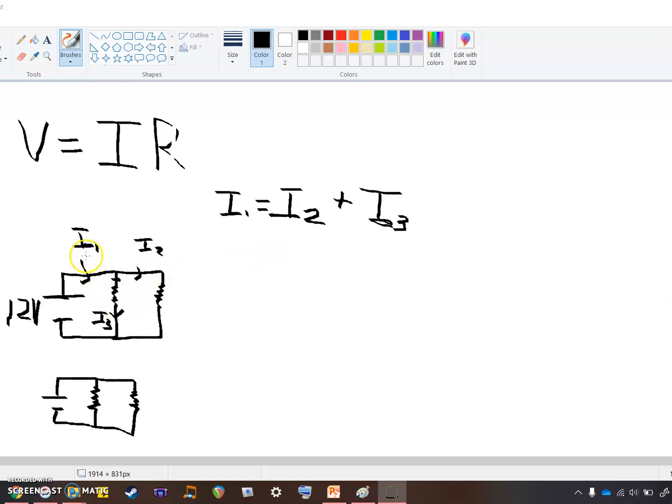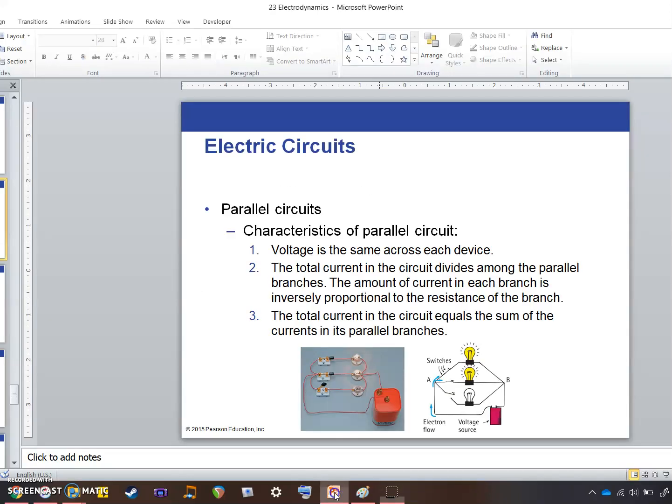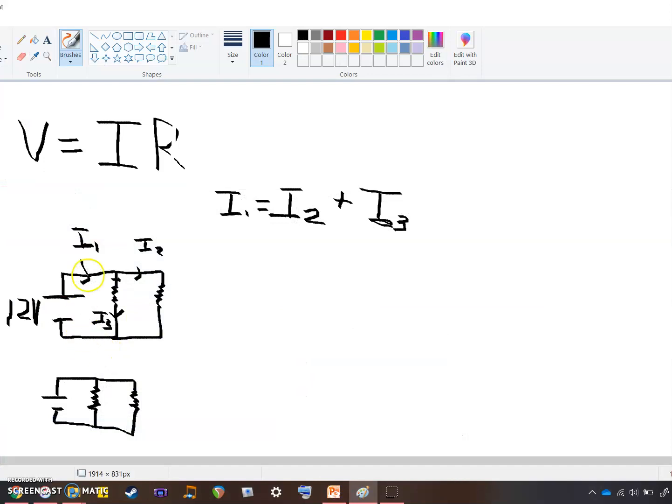But regardless, what we find is this. If we call the initial current I1, the current in this branch I2, and the current in this branch I3, we get I1 = I2 + I3. Furthermore, the voltage drop across each is still 12 volts. That's what this first statement, voltage is the same across each device, is saying. So we have a 12 volt drop across this resistor and 12 volts across this resistor.